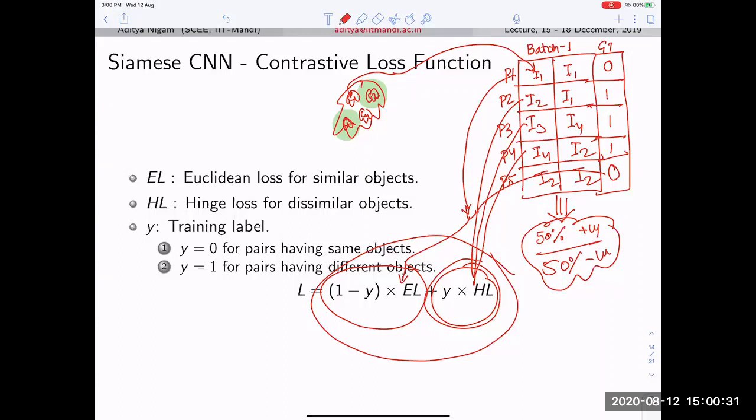The way you are generating your pairs matters. If you show your network a very simple pair, it will probably learn those things very well. If you show it very different pairs, it may not be able to converge. So it completely depends upon the way in which you are training.